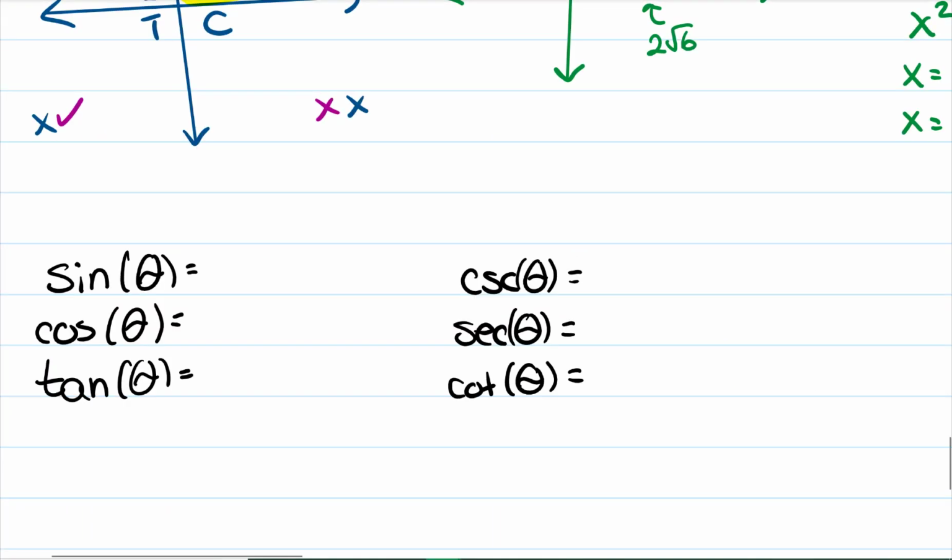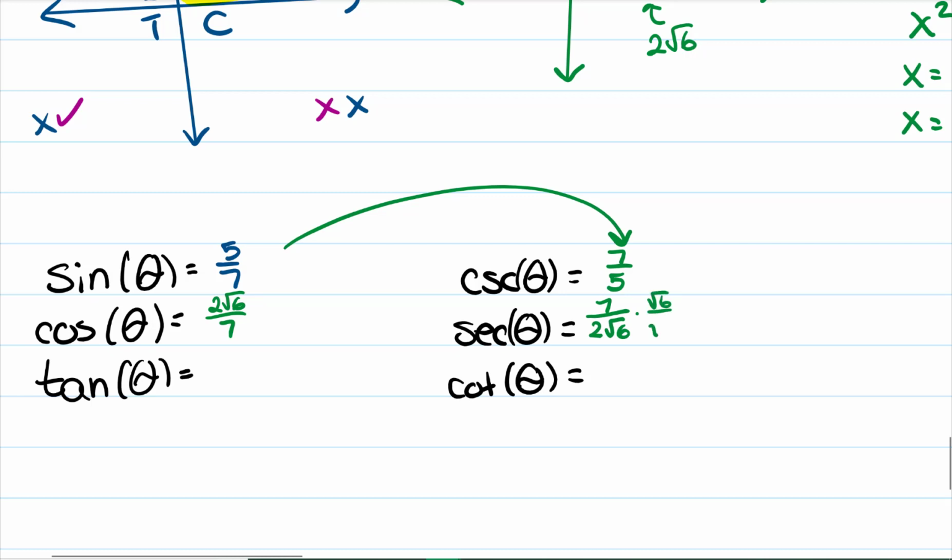So let's remember what was given. We were given that sine is equal to 5 over 7. So right away I get cosecant for free, which is 7 over 5. And then cosine is going to be x over r. So cosine is 2 radical 6 over 7, which would make secant 7 divided by 2 radical 6. And then we have to rationalize it.